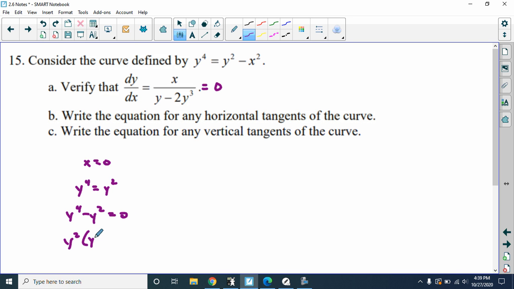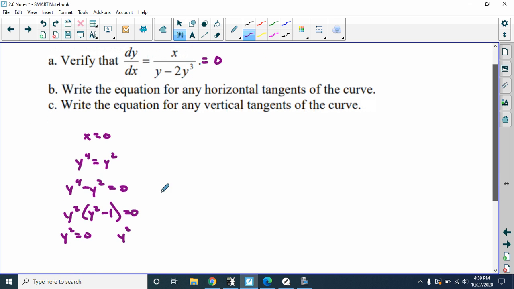Factoring out a y squared. And solve. So I get y equals 0. We get y equals 0 or y equals plus or minus 1. I don't know why it keeps doing that, but y equals plus or minus 1 is correct.